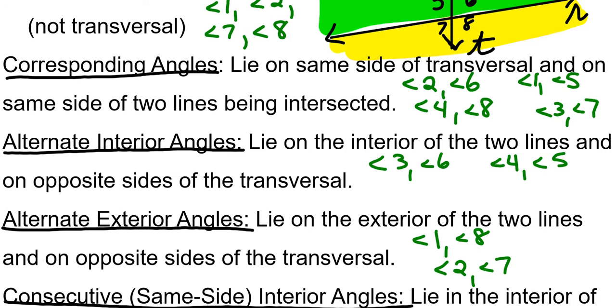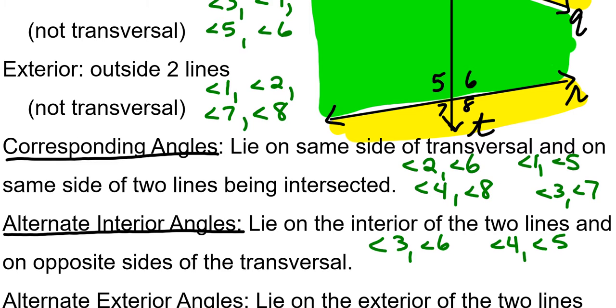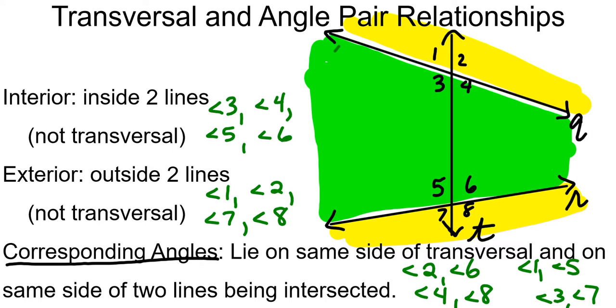You also have consecutive interior angles. Sometimes we see those called same side interior angles, but consecutive interior are on the interior of the two lines, so in the green shaded area, and on the same side of the transversal. So interior to my two lines in the green, same side, either both on the left or both on the right. So angle 3 and angle 5 are consecutive interior, and angle 4 and angle 6 are consecutive interior.